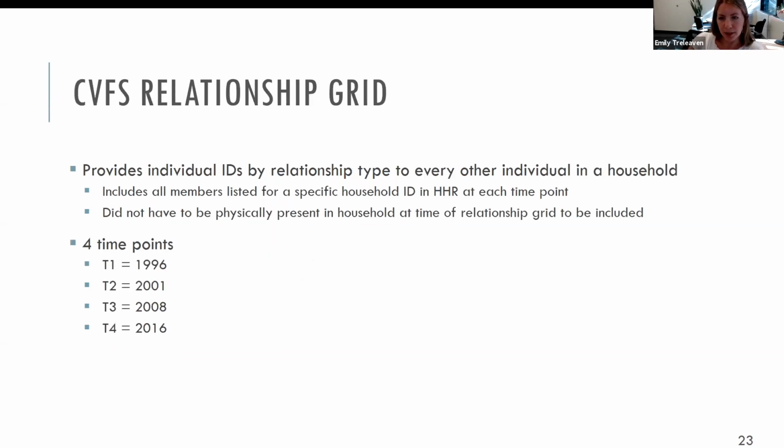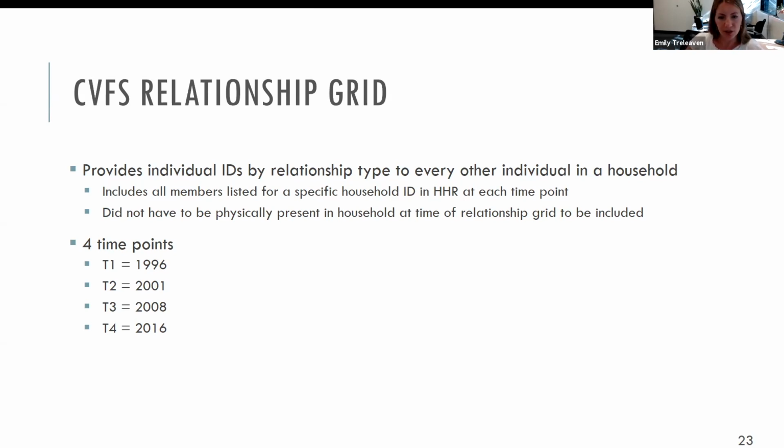The CVFS relationship grid provides individual IDs by relationship type to every other individual in a household. And I want to note that an individual did not have to be physically present in a household at the time of the relationship grid to be included as a household member. So for example, a migrant working in Qatar appears in the relationship grid with his current household, even if he's in Qatar and his other family members are all in Chitwan.